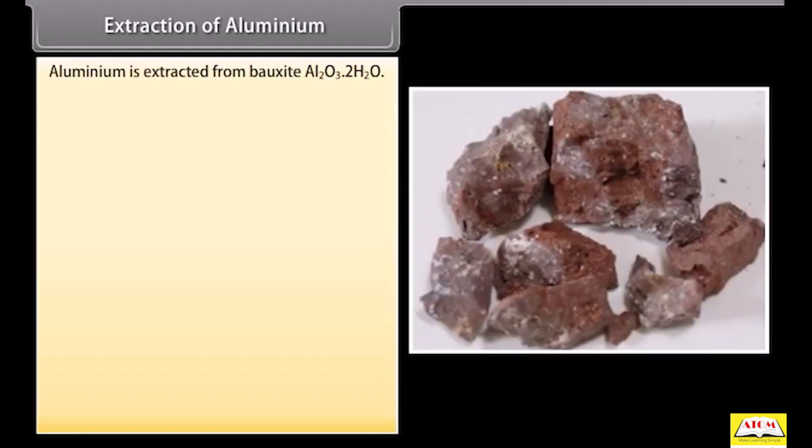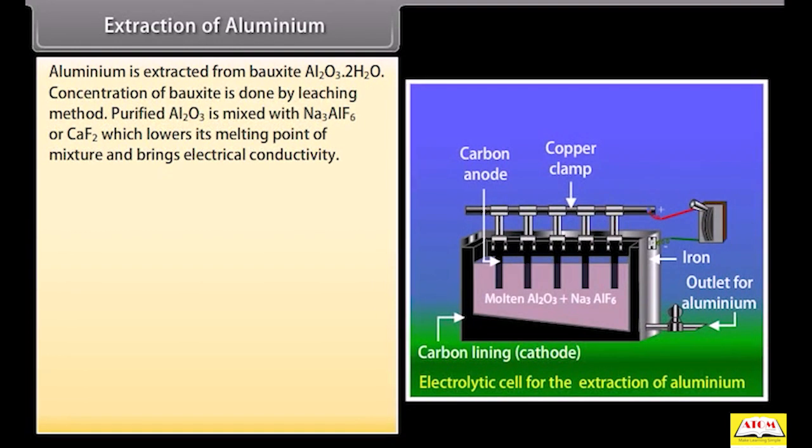Extraction of aluminium. Aluminium is extracted from bauxite, Al2O3·2H2O. Concentration of bauxite is done by leaching method. Purified Al2O3 is mixed with Na3AlF6 or CaF2, which lowers the melting point of the mixture and brings electrical conductivity.